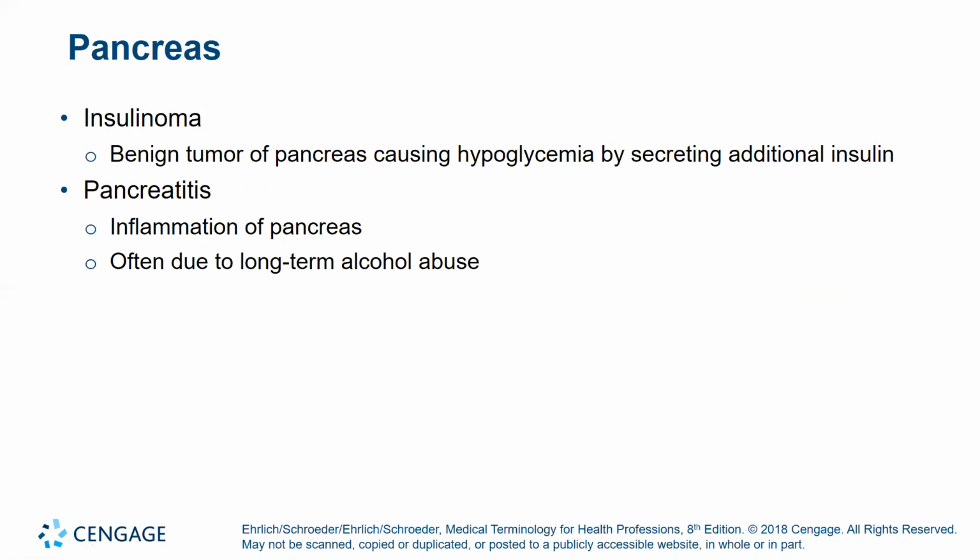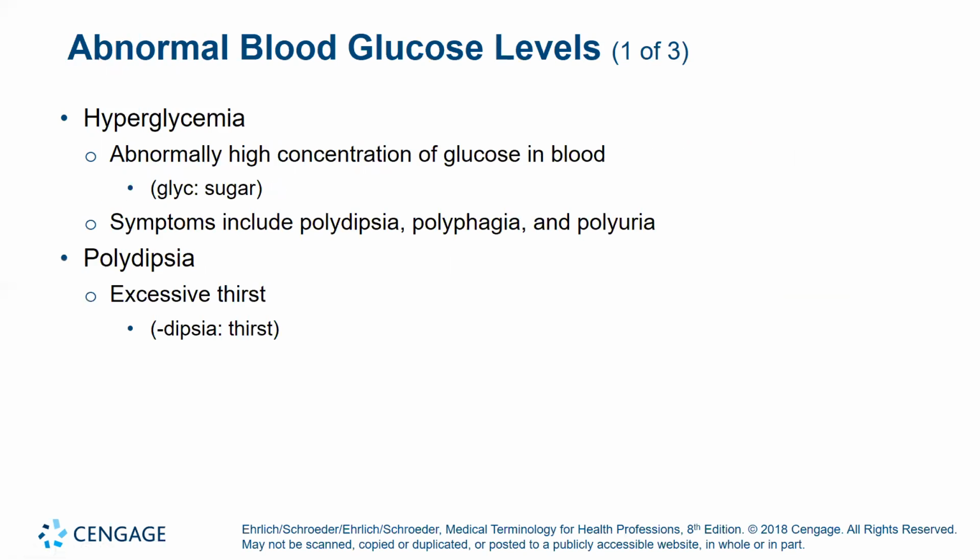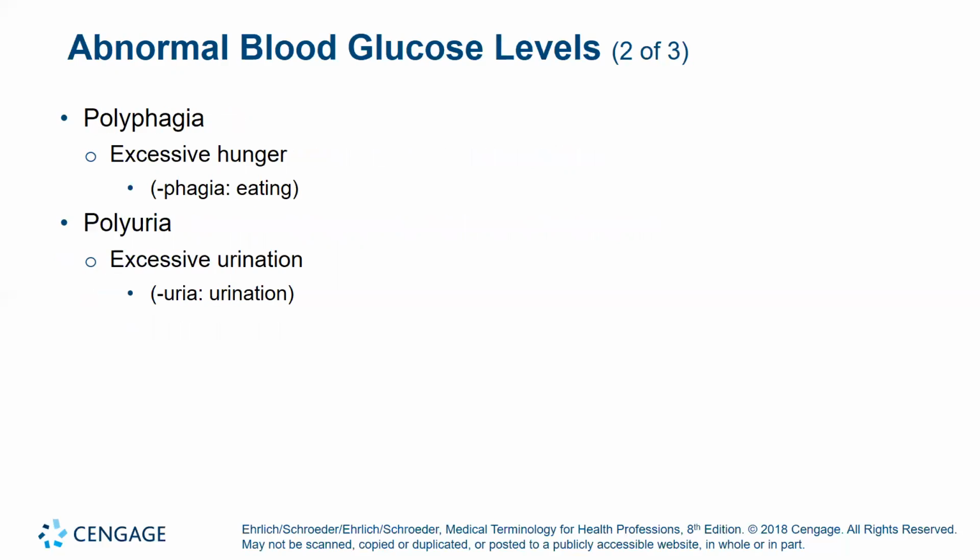It's often due to long-term alcohol abuse. We have hyperglycemia. This is abnormally high concentration of glucose in the blood. Glyc is sugar. Polydipsia, excessive thirst. Dipsia is thirst. Poly is many or much, excessive. Polyphagia, excessive hunger. Phagia is eating. Polyuria is excessive urination. Uria is urination.